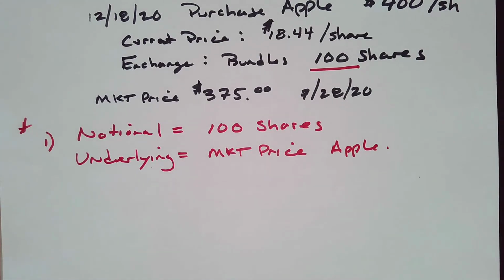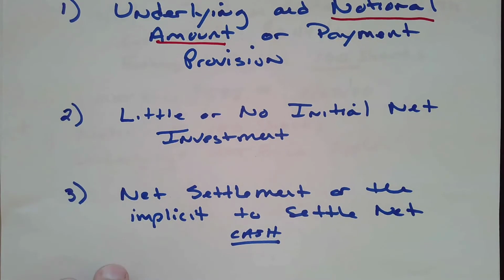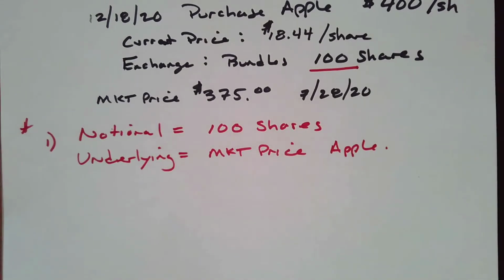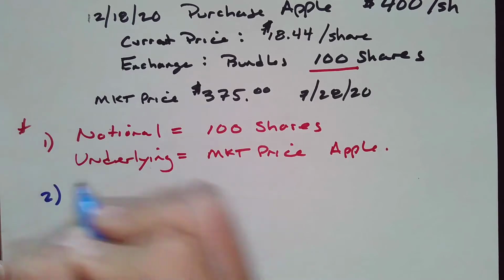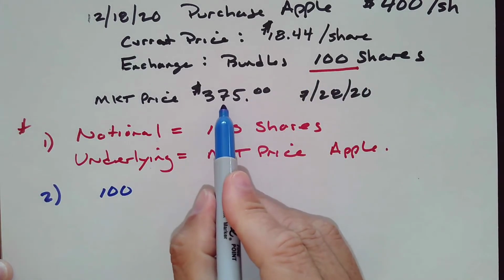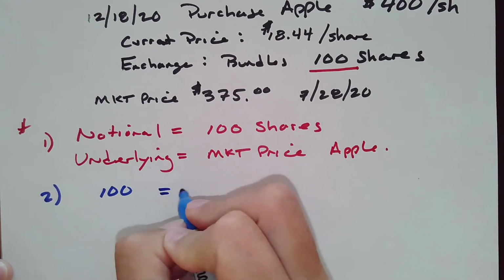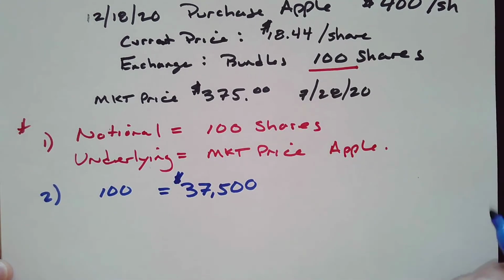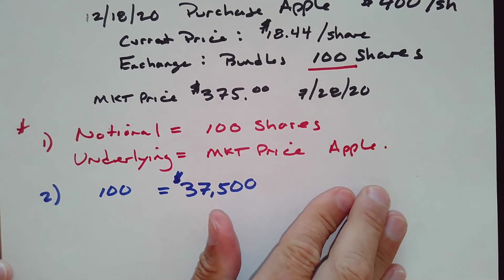Let's think about criterion number 2. Little or no initial investment relative to how much it would cost me to buy 100 shares of Apple. So how much would it cost me to buy 100 shares of Apple? To buy 100 shares of Apple at its current market price of $375, it would cost me $37,500 to buy 100 shares of Apple stock.